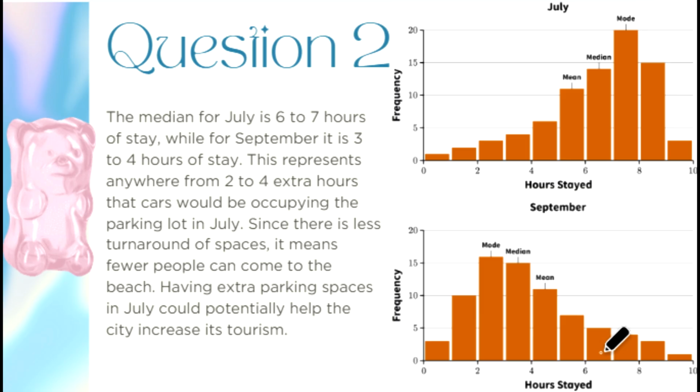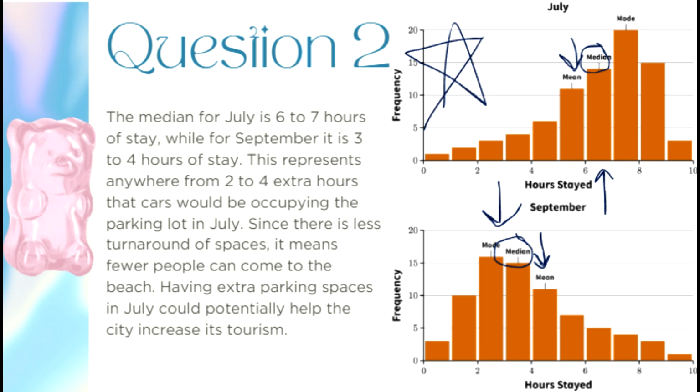This represents anywhere from 2 to 4 extra hours that cars would be occupying the parking lot in July. Since there is less turnaround of spaces, it means fewer people can come to the beach. Having extra parking spaces in July could potentially help the city increase its tourism. Okay, so, that's what it means. It's looking right here. Okay, this is the mean. And with skewed data, you're supposed to look at the median anyway. So here and here, you can see there's more people in July than there are in September. So this would be the best time to create additional parking.